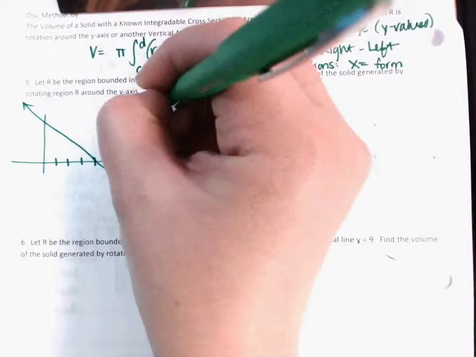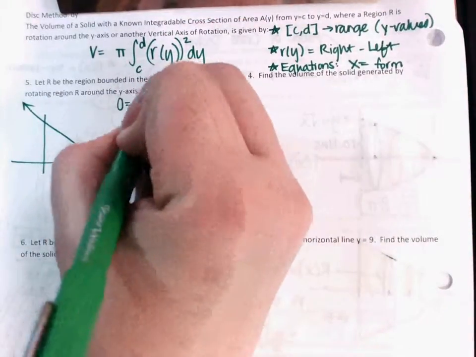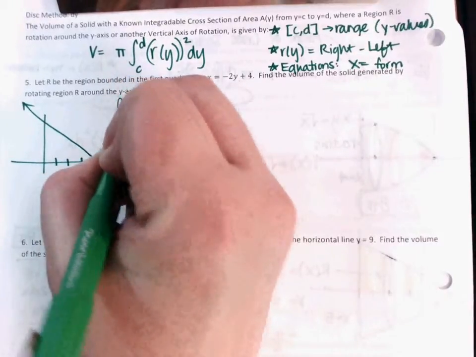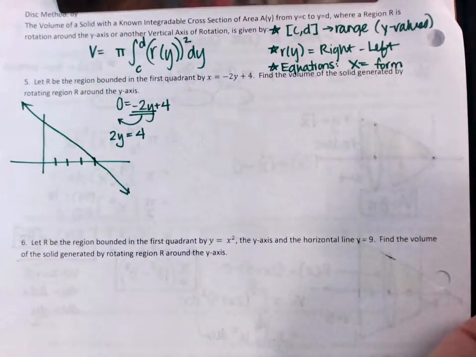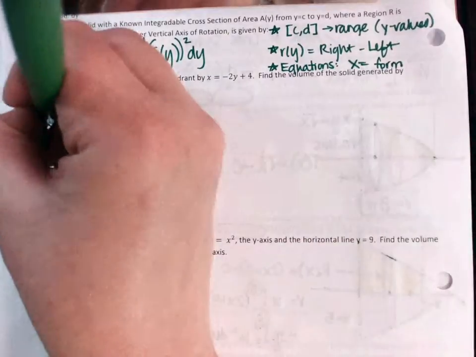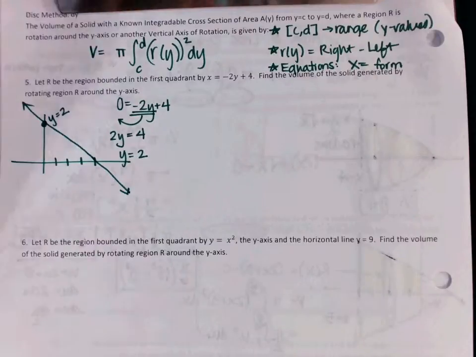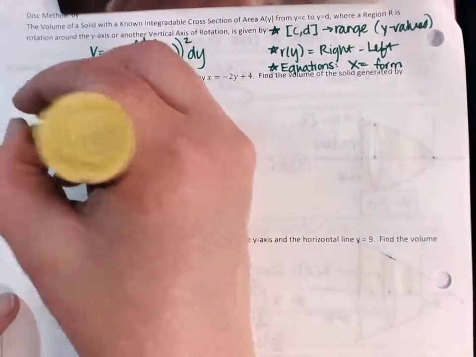Very good. So I'm going to let 0 equal negative 2y plus 4. I'm going to take my negative 2y across to the other side. Now it's 2y equals 4, which means where does it hit at? 2. That's this point right here. Okay? Then it says I want to stay in the first quadrant, so I'm going to shade right here.